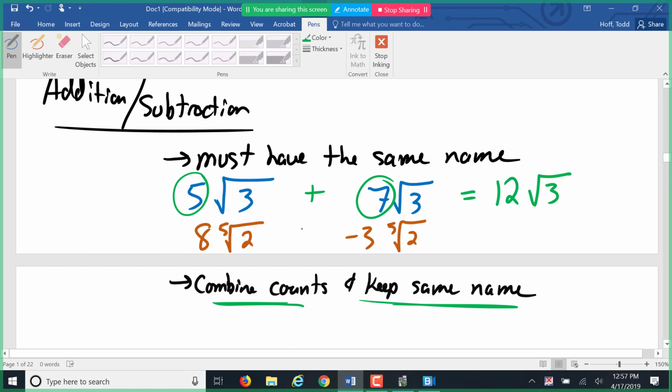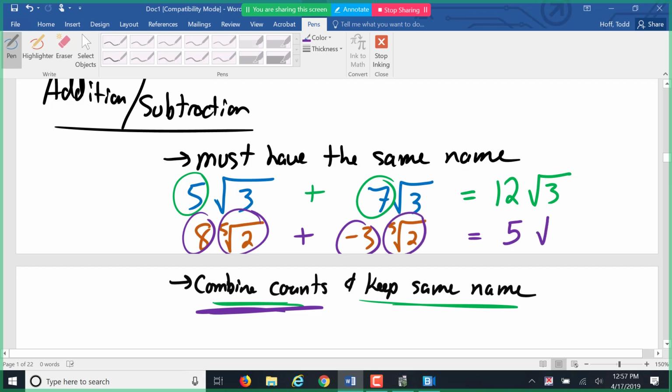Or this other one, let's say this is addition also. 8 fifth roots of 2 plus negative 3 fifth roots of 2. We combine the counts. 8 and negative 3 make 5. Fifth root of 2, we keep that same name. That's 5 times the fifth root of 2, or 5 fifth roots of 2.